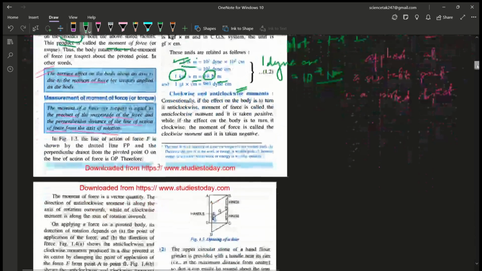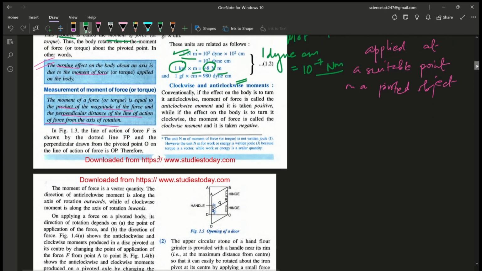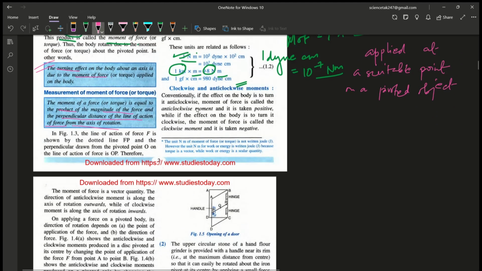Clockwise and anti-clockwise movement. If a body is rotating in the clockwise direction, this is considered as negative. Whereas if you rotate it this way, anti-clockwise, this is supposed to be positive.